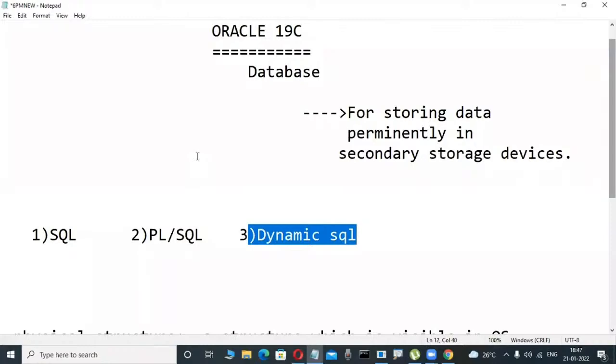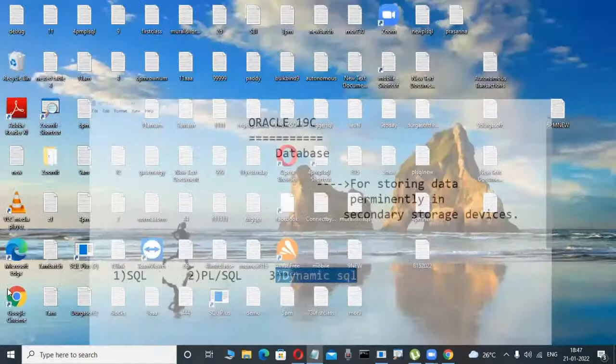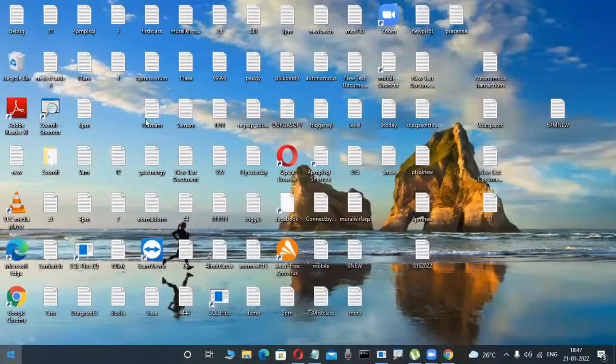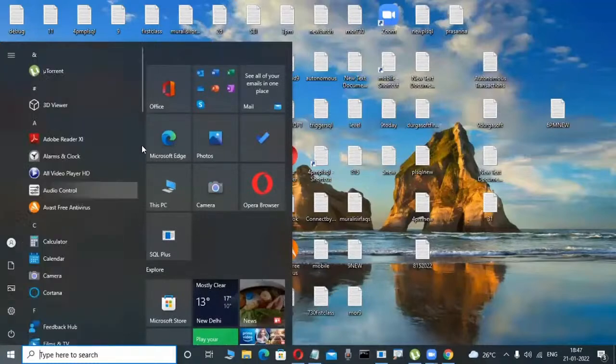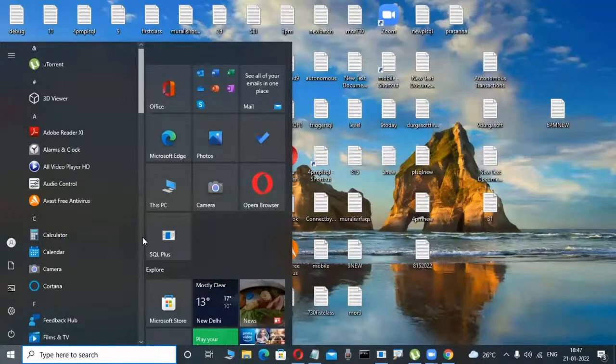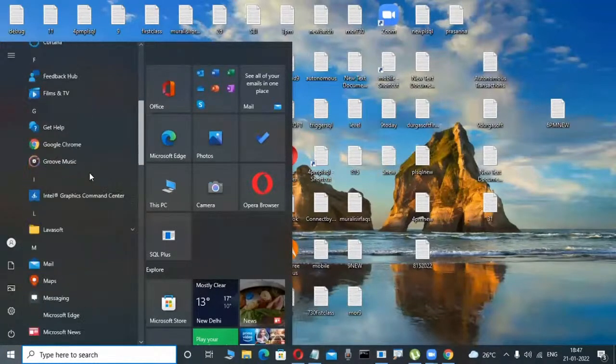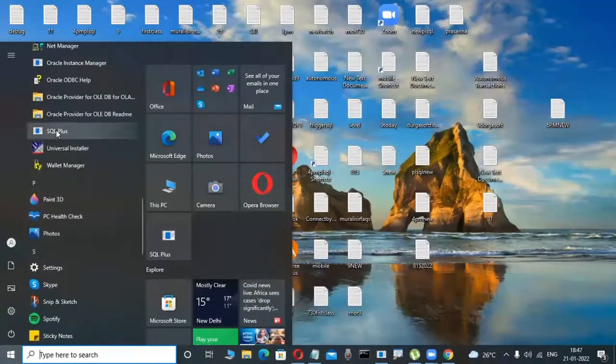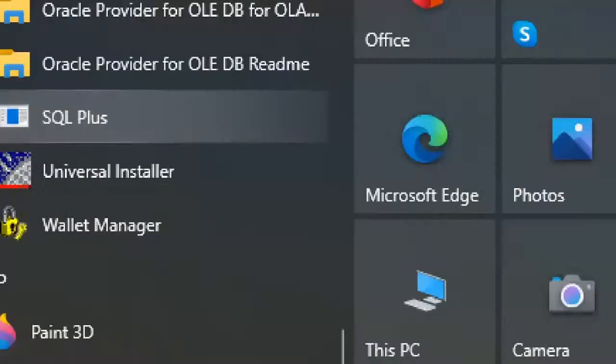SQL Plus is a default tool. Whenever I'm installing Oracle software, the tool is available automatically. How can you install it? What are these tools? We are learning that in our course. Don't worry. This is Oracle software I'm installing, and in it, the SQL Plus tool is there automatically.